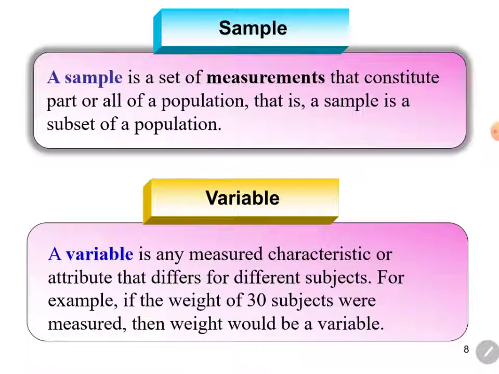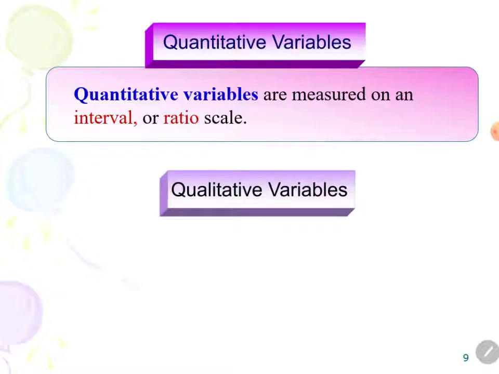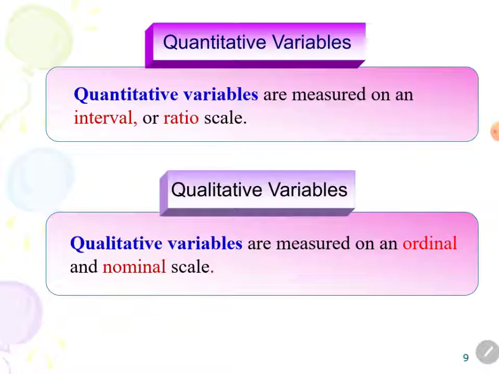Variables. A variable is any measured characteristic or attribute that differs for different subjects. For example, if the weight of 30 subjects were measured, then weight will be a variable. Quantitative variables. So we have two variables, which are the quantitative and qualitative. So quantitative variables are measured on interval or ratio scale. Qualitative variables are measured on an ordinal and nominal scale.